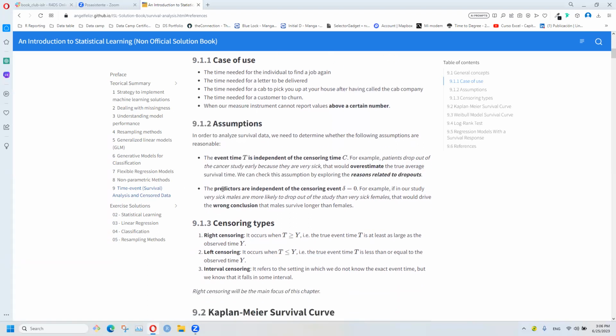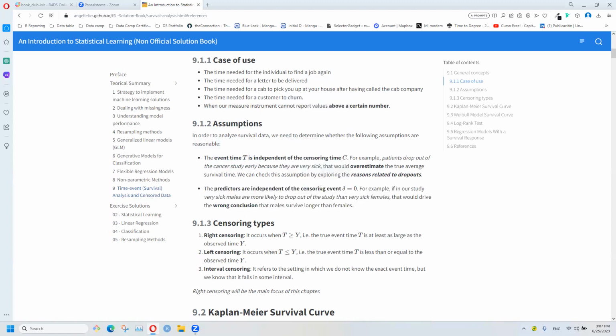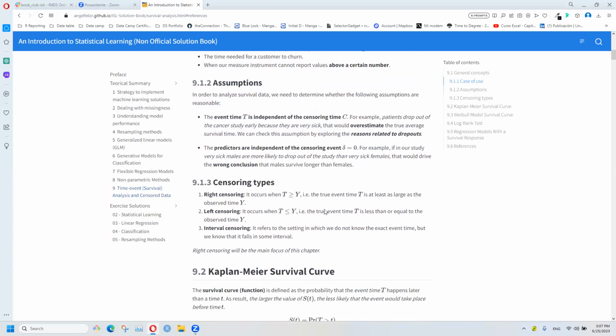The other assumption is that predictors are independent of the censoring event. This is something that we can check using the data, checking that our predictors are not correlated with that variable. For example, in our study, very sick males are more likely to drop out of the study than very sick females. That would drive a wrong conclusion that men survive longer than females. So yes, we need to be sure that this one is also independent.